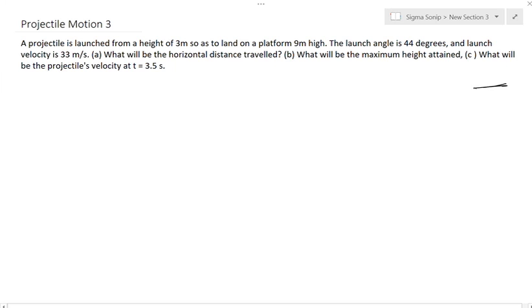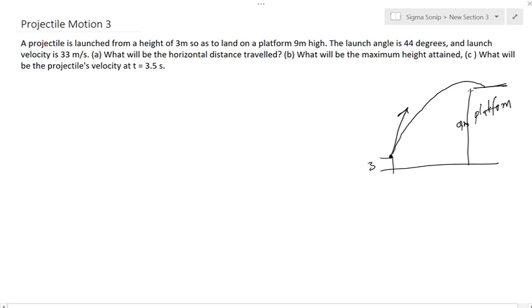So this is my platform, 9 meters, and this is someone launching something from this point, and it goes like this. Right? Now the diagram is not coming out really well, so just let me see. It's like this.